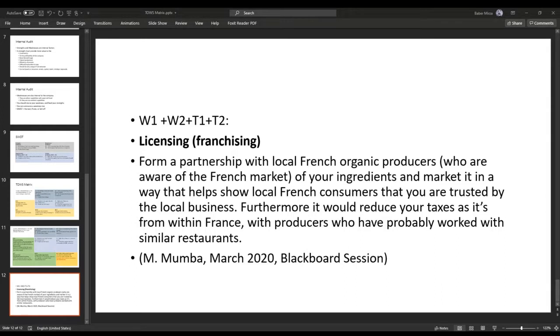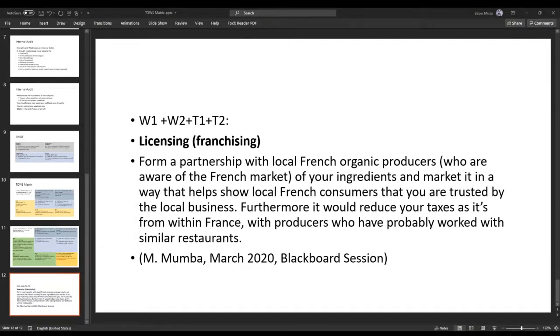So let's give this strategy a name. What would you call it? I would call it maybe licensing, right? License through franchising. Simple enough. License through franchising. We have a strategy. Enough oral review? It's not that difficult to understand.